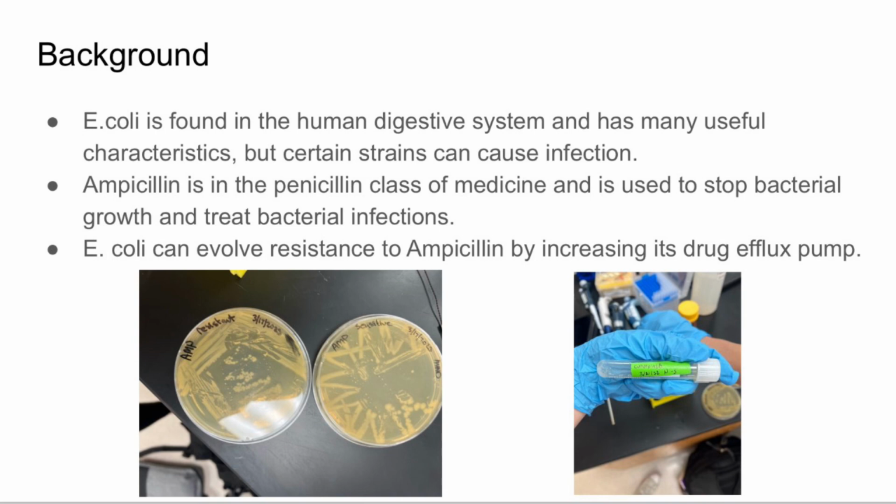However, as ampicillin works by stopping the growth of the bacterial cell wall, E. coli are becoming resistant to this as they reduce the permeability of their outer cell wall and increase their drug efflux pump that is used to remove the harmful ampicillin and therefore decreasing its effects on the bacteria.